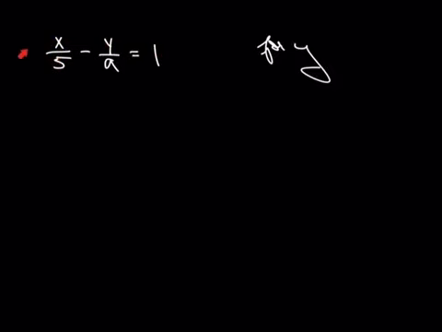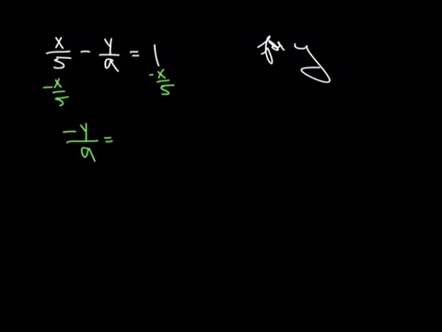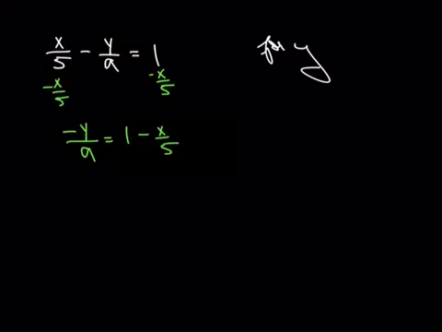Well, there's a plus sign in front of here, right? An assumed plus sign. It's a positive x over 5. So to get rid of it, we subtract x over 5 from both sides. And then we have negative y over 9 equals 1 minus x over 5. Alright, so it's looking a little bit better. We got everything away from here except the negative and the 9.